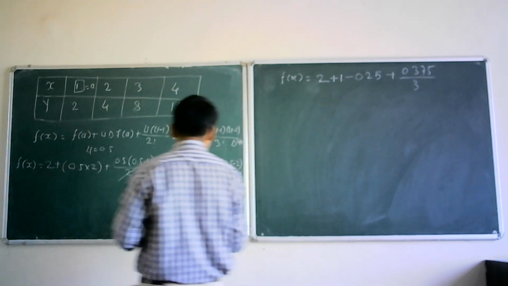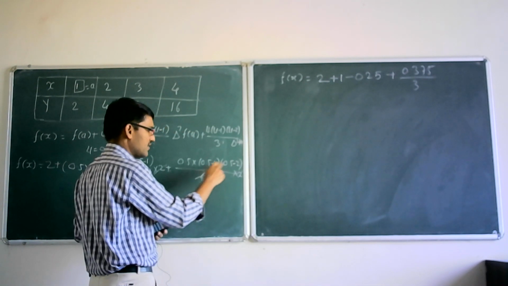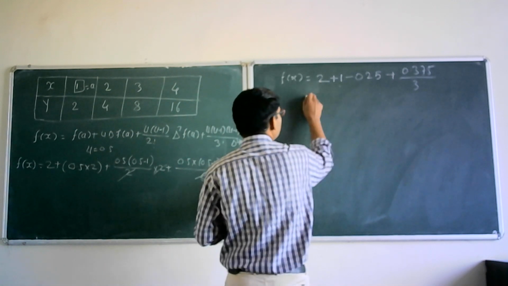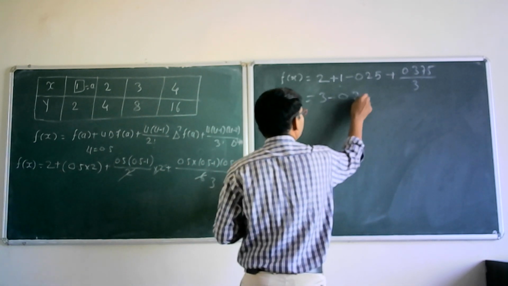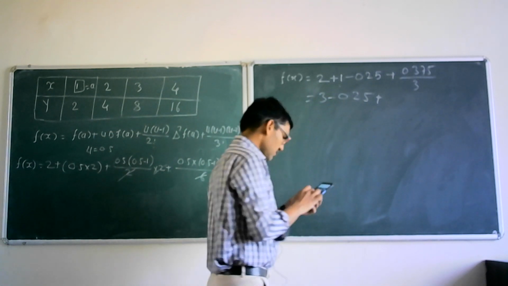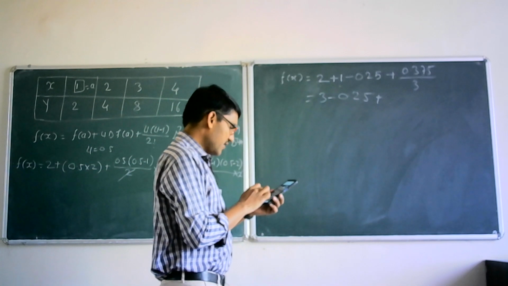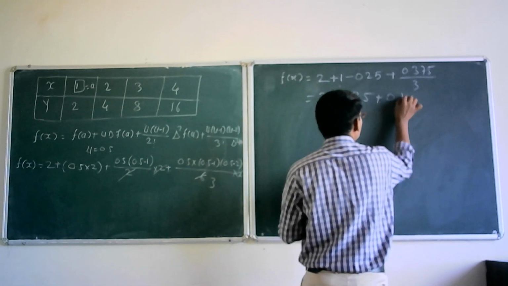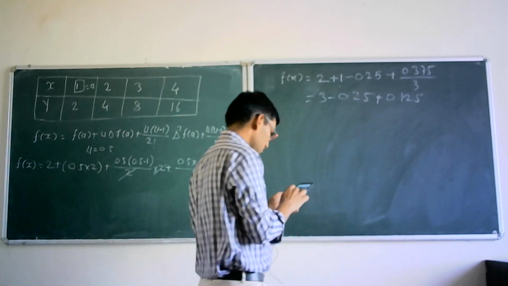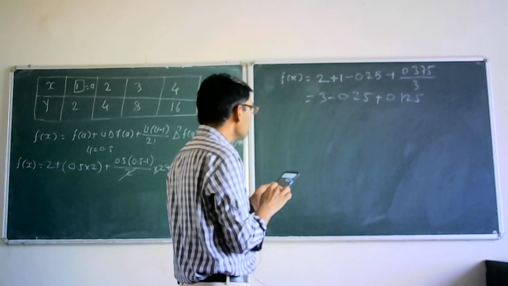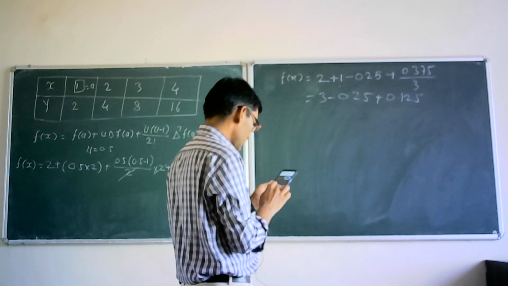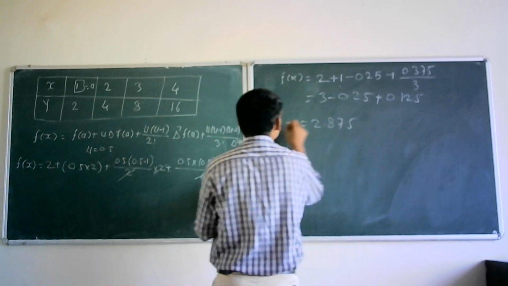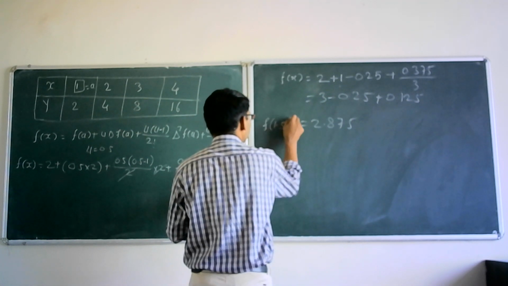There are two minus signs, so minus minus becomes plus. If you simplify this, 2 plus 1 is 3, minus 0.25, plus 0.375 divided by 3 is equal to 0.125. So if you add this, you will get 2.875. So this is the value of f of 1.5.